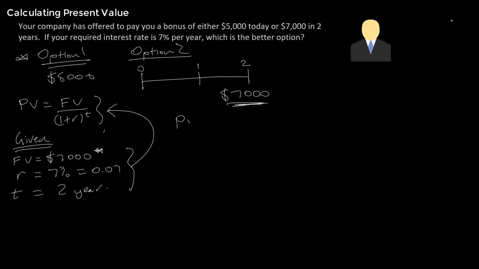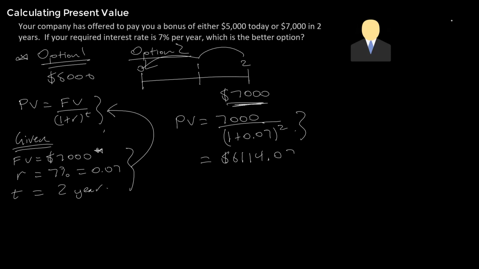So let's apply it. Present value is equal to the future value, which is $7,000, divided by 1 plus the interest rate, which is 7% or 0.07, to the power of the time period, which in this case is 2 years. What that means is we're essentially discounting it by 7% 2 times. If you evaluate this term in your calculator, you should get $6,114.07.